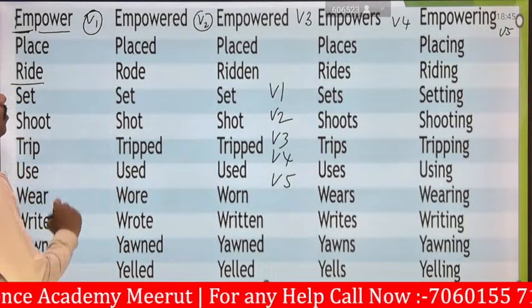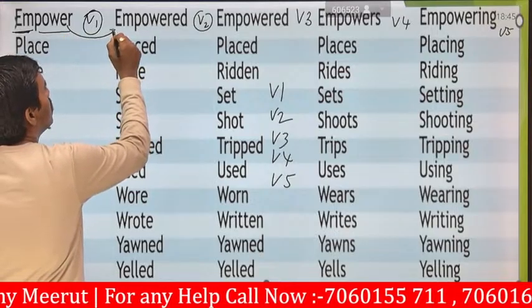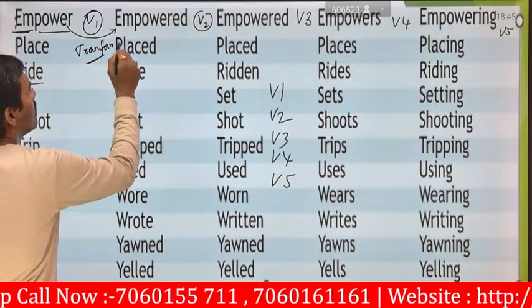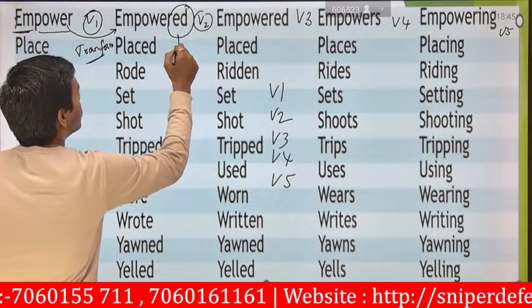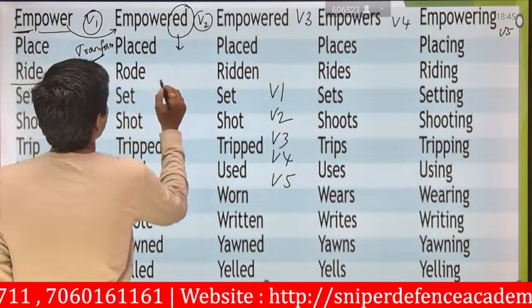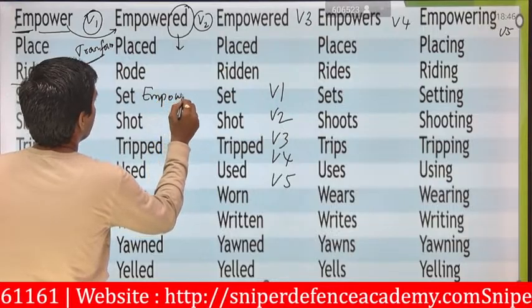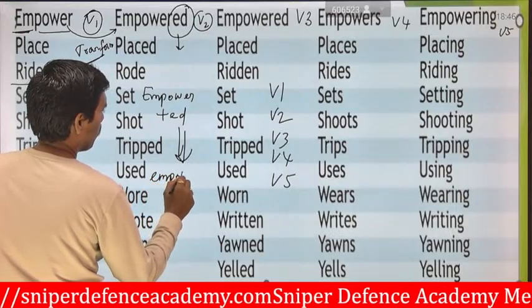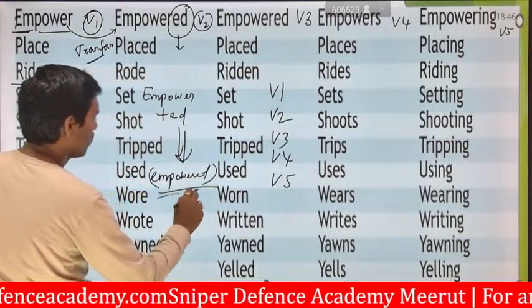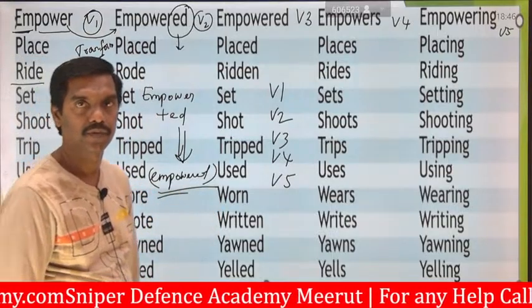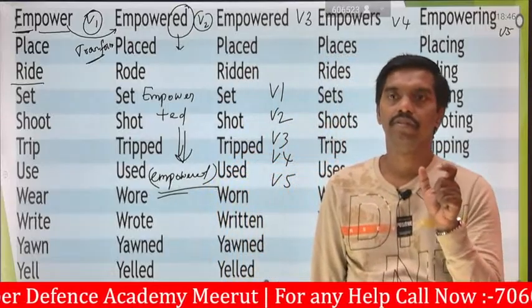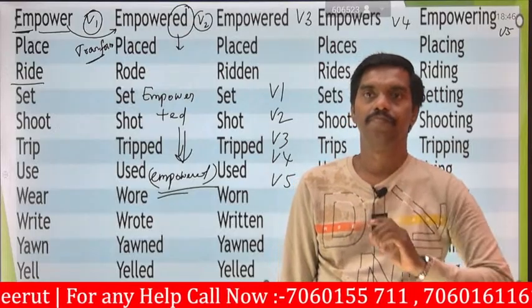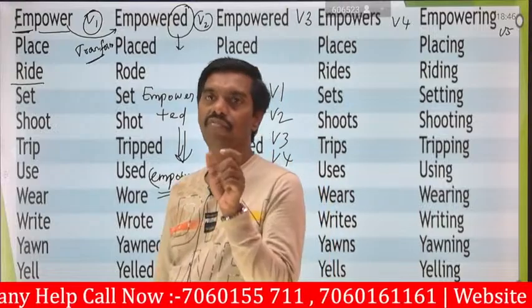In V2, how has the meaning been transformed? We are going to see empowered. Ed has been added. Empower plus ed gives empowered. Empower is the actual word. It is the base form, or root form, which is V1.